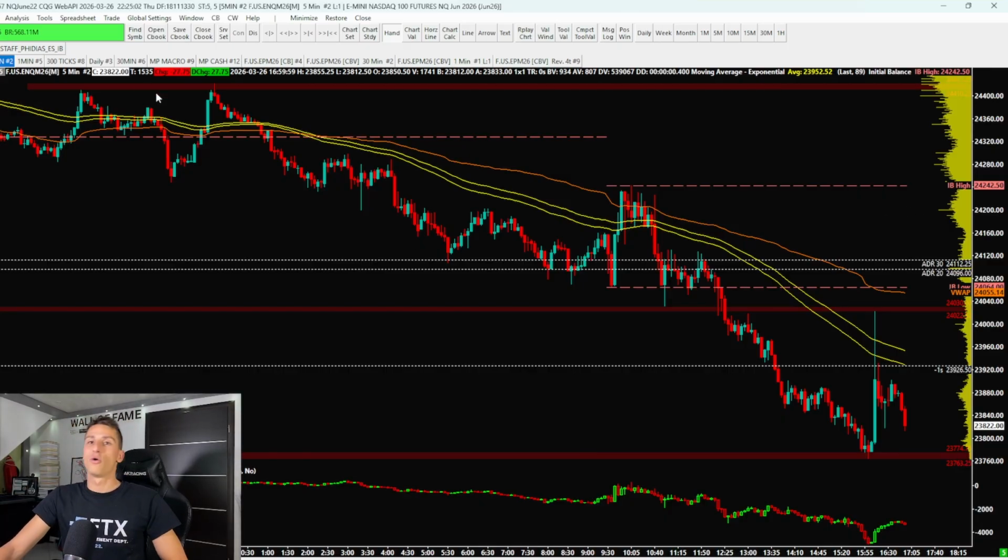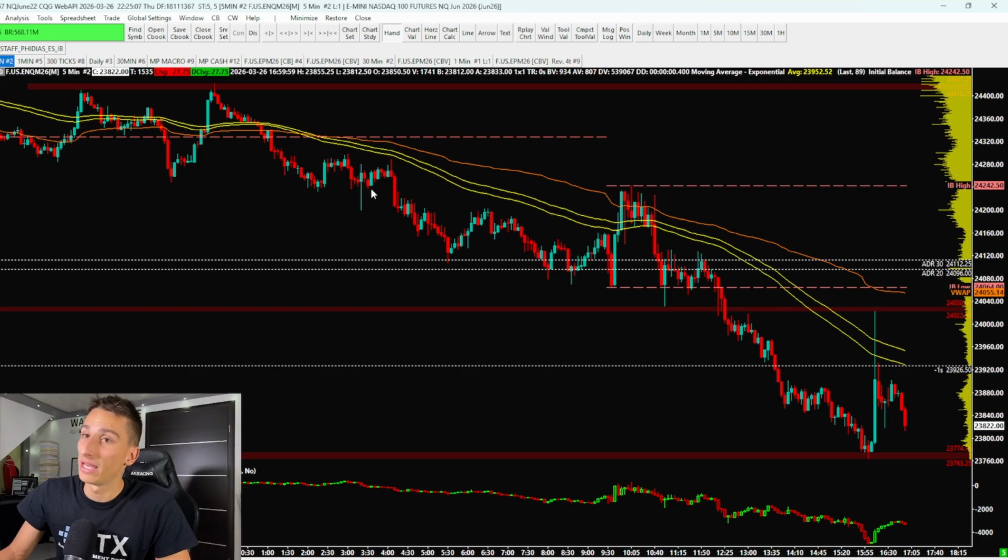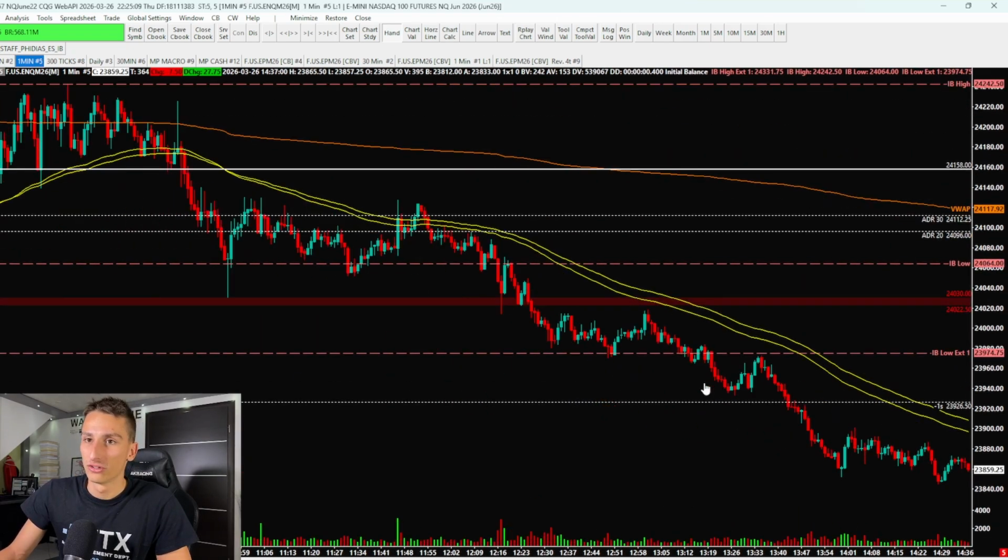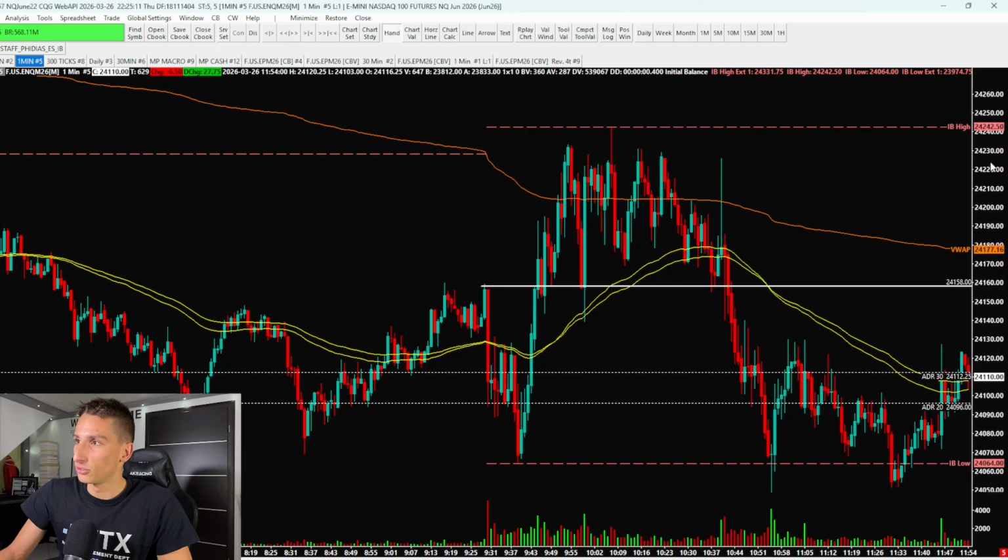Okay, right now let's pass on this 1 minute chart, and right there you have the IB high, IB low, and that's what we're going to talk about. What is it?